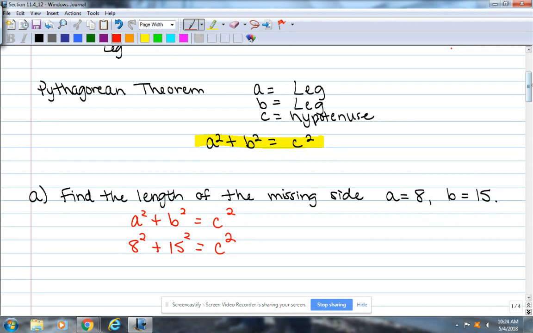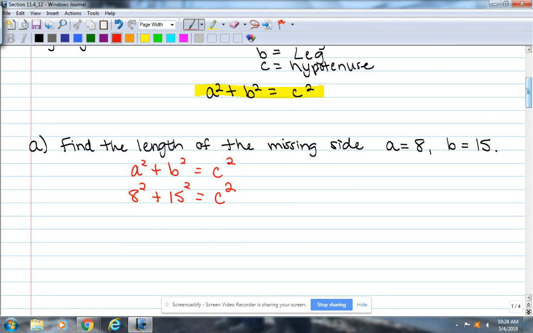So we're going to solve that for C. We're going to know our squares. What's 8 squared? 64. Plus what's 15 squared? 225 equals C squared. And then we need to add on that left-hand side. So what's 64 plus 225? 289 equals C squared, not C.